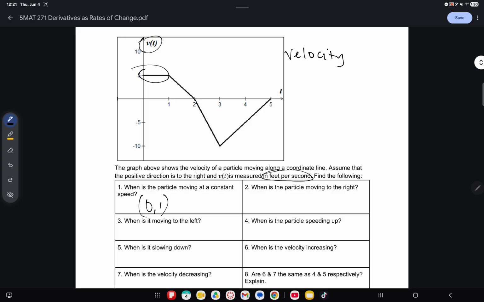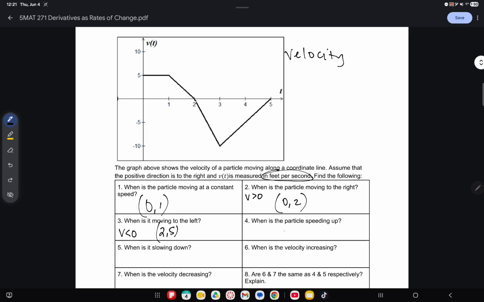When is the particle moving to the right? Moving to the right means that the velocity is positive. So that's going to be from 0 to 2. When is it moving to the left? That's when the velocity is negative. So that's going to be from 2 to 5.